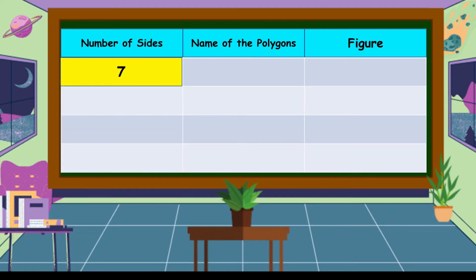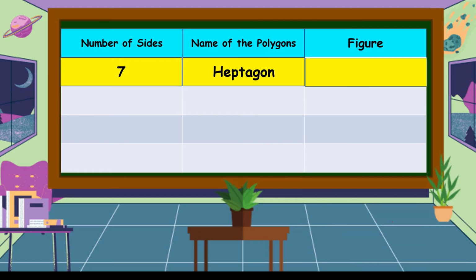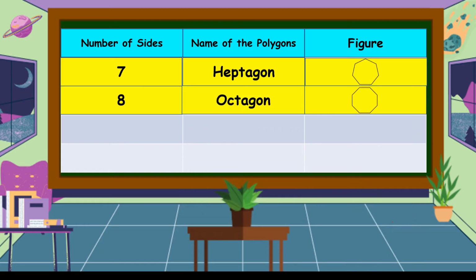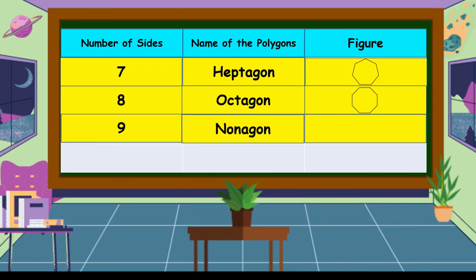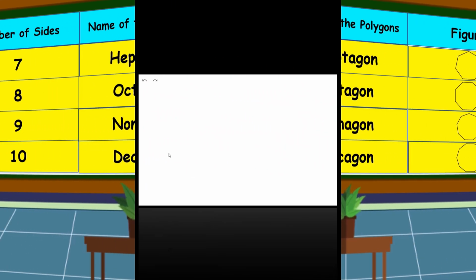A polygon with 7 sides, we call it a heptagon. This is a figure of a regular heptagon. A polygon with 8 sides, we call it an octagon. This is the figure of a regular octagon. A polygon with 9 sides, we call it a nonagon. This is the figure of a regular nonagon. A polygon with 10 sides, we call it a decagon. This is a figure of a regular decagon.